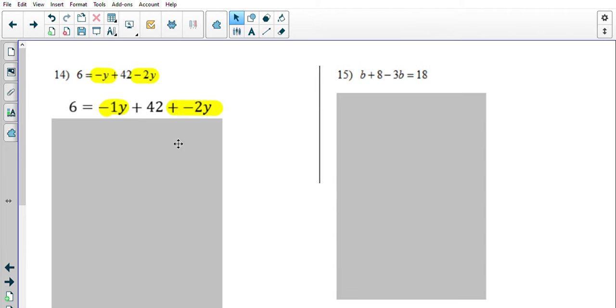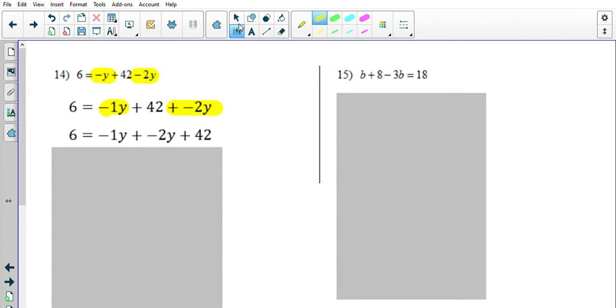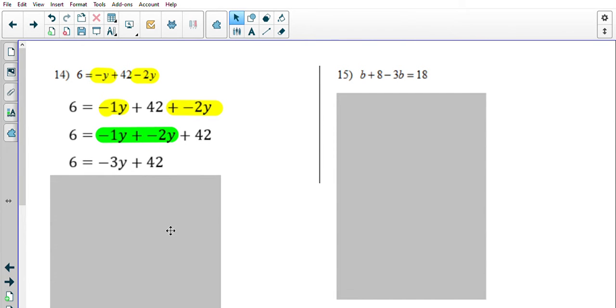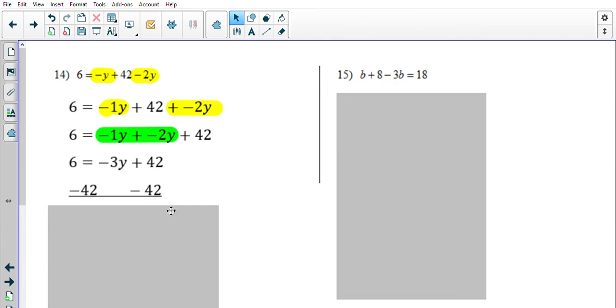Now put your like terms, negative 1y and negative 2y, side by side, and combine them. So I'm going to add negative 1y and negative 2y together to get negative 3y. So I have 6 equals negative 3y plus 42. Now subtract 42 from both sides. We've got a standard two-step equation.